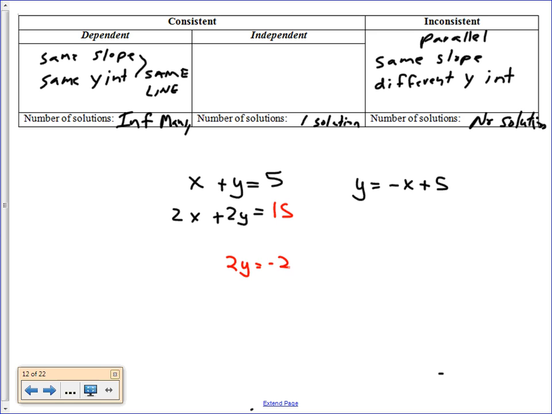2y equals negative 2x plus 15. Divide by 2, divide by 2, divide by 2. Y equals negative 1x plus 15/2. There's still the same slope. Where's the slope at? Use a math term for me. Use a math term for the number in front of a variable. Coefficient. Coefficient. So the slope is the coefficient of x.